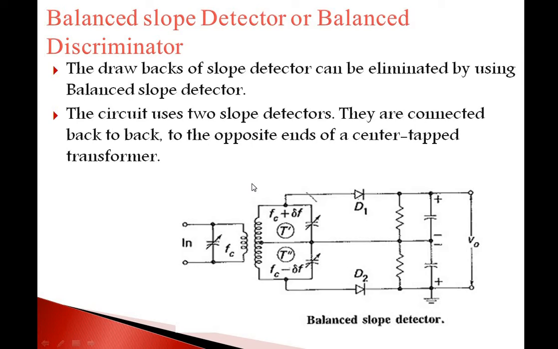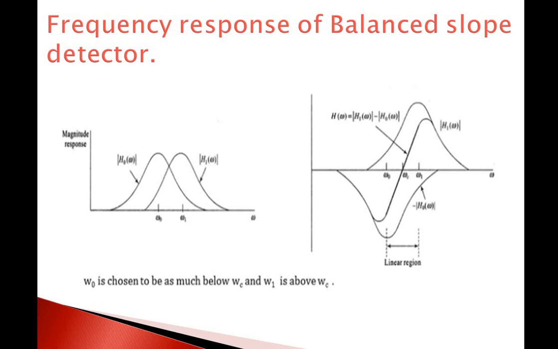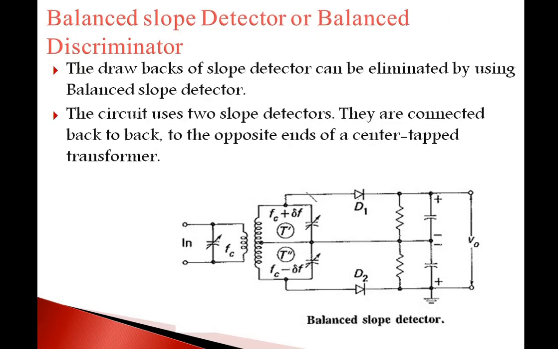Yes or no? So these circuits use two slope detectors and they are connected back to back. They are connected to the opposite ends of the center tuned transformer. Here you have a center tuned transformer, and they are connected to the opposite ends. This is your balanced slope detector. And see now what happens. In this balanced slope detector, you have a tuned circuit T1, and the carrier frequency.